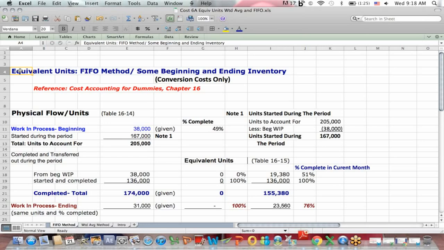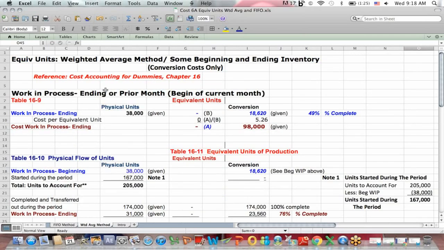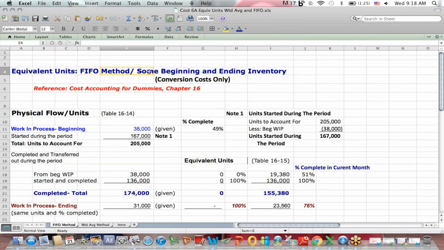Now, what makes this subject difficult is that there is a FIFO method, first in, first out, like inventory accounting, and there is a weighted average method over here. They're similar but not the same. And the type of question that makes this the most difficult is when there is some beginning and some ending inventory. This student had a question that only dealt with labor costs, so I put in parentheses here conversion costs only.